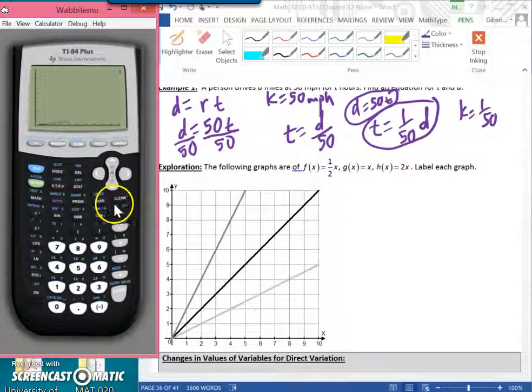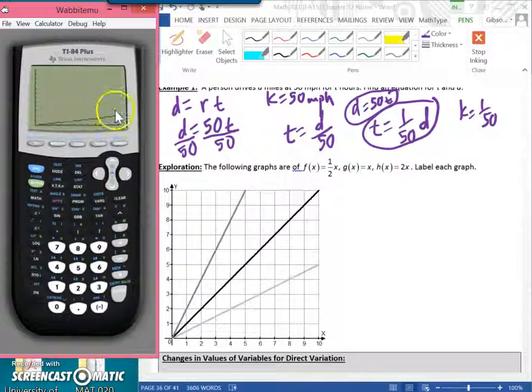Now we'll press graph. Now if you notice here with this graph, it's showing all three, right? But we still don't know which is which. So this is what you could do in your calculator. If you press y equal, press the right arrow, and scroll down to the other two. Press enter on that equal sign, and then enter on the second equal sign. If you notice, they're no longer highlighted. And then you can press graph.